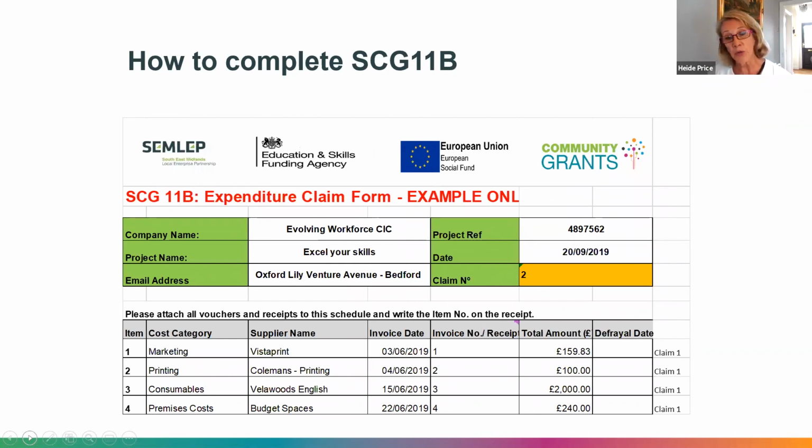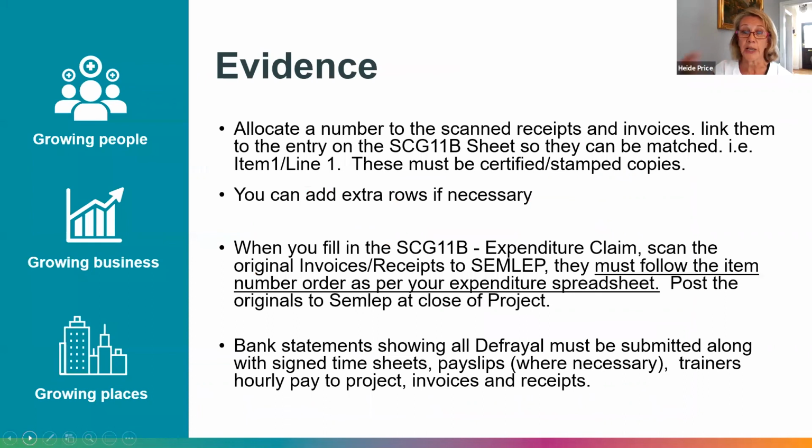Right, the 11B, this is the one where you show the evidence. So it's quite simple. Item 1, marketing. What we would like you to try and do, when you scan in your invoices, is mark them item 1, line 1, so that we can match it up. When I'm looking on screen, I can say, right, that one is for that, and there's the amount. Just ensure the supplier name's there, your invoice date, any invoice number, and the amount. And work it all the way down, 1 to 3, it will add up.